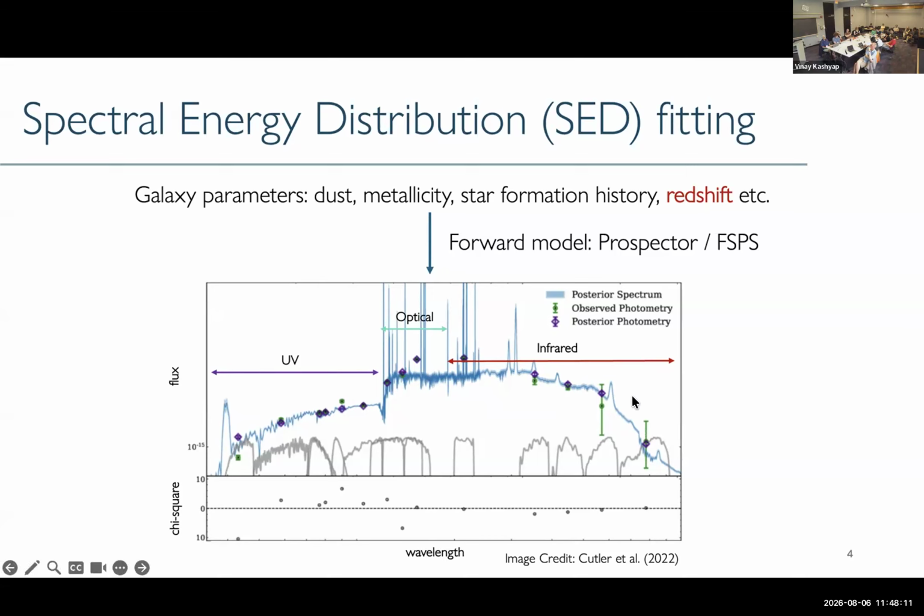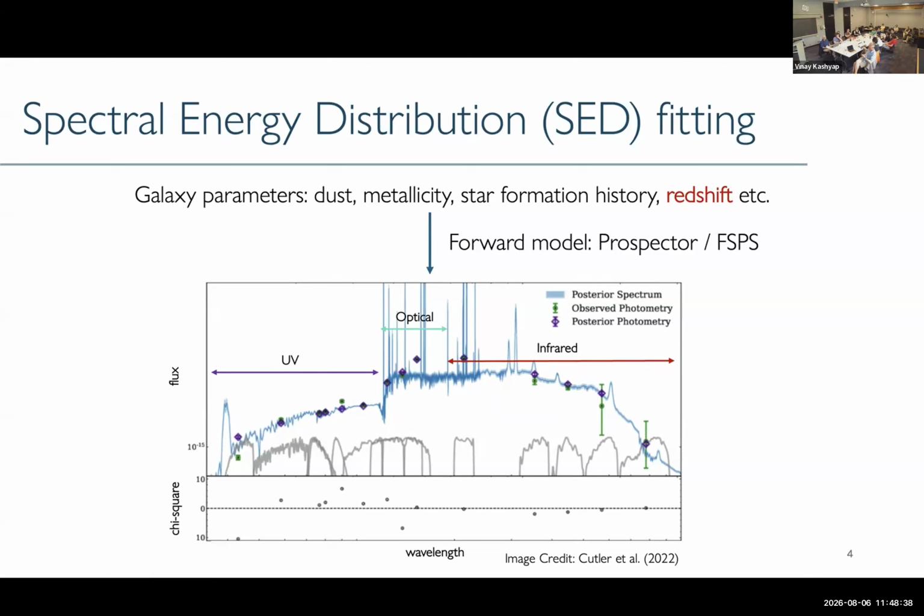So here we can see that we have these observed photometry, these green points, and then we have synthetic photometry, these purple points, and we're trying to see whether they are close enough, and this distance is characterized by the chi-square. So you can see that we need to generate a lot of the spectrum and do comparisons.